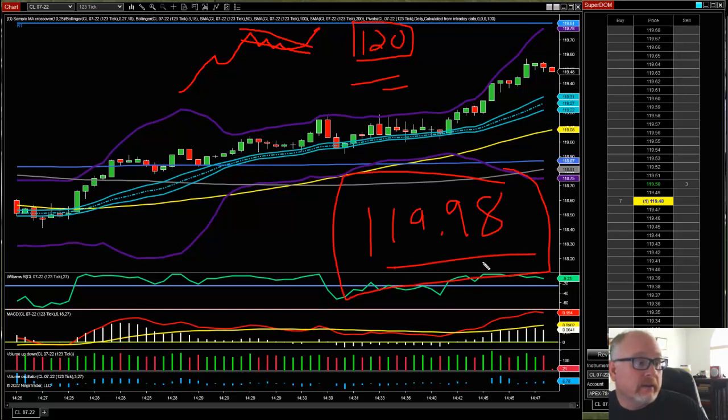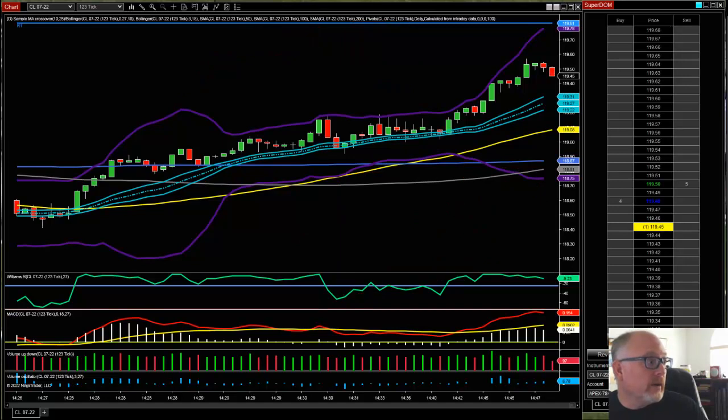When the market's in doubt, it'll seek levels of support and resistance. Prior support, prior resistance, it'll go after those numbers. Today, 119.98 being the high of the overall week. Might see it attempted again up there.